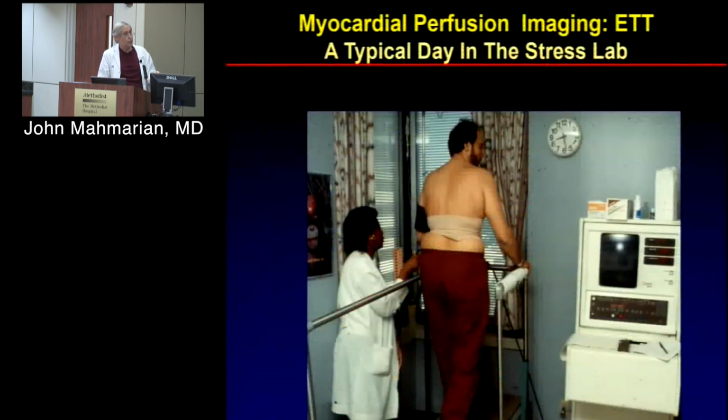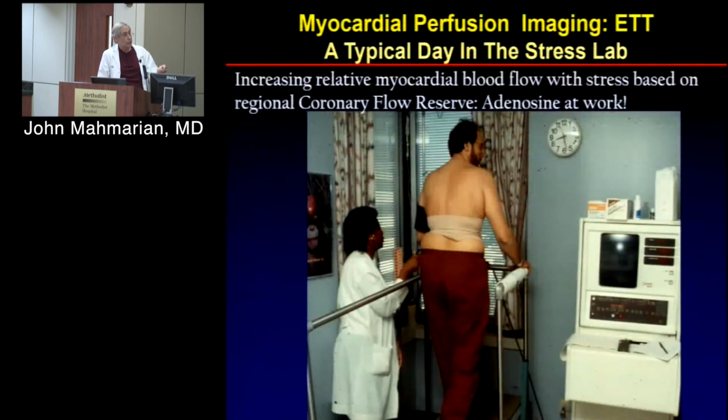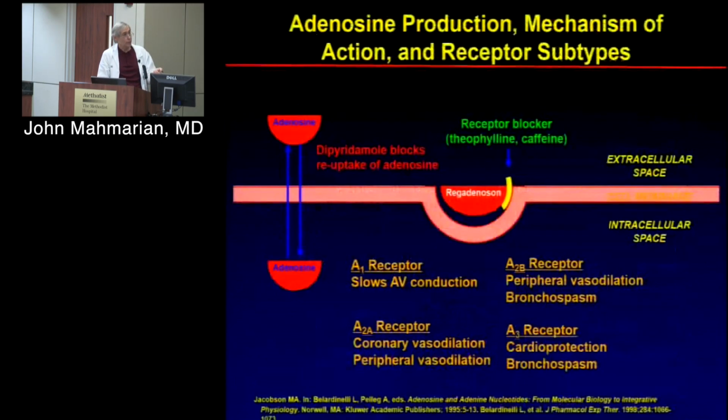So again, when we image patients, we try to use exercise as much as we can, remembering that adenosine is always at work when we exercise somebody. Adenosine obviously causes the vasodilation. When we use dipyridamole as a pharmacologic agent, we actually block the reuptake of adenosine into the cell so it's not neutralized, and that's why we get pharmacologic vasodilation. Dipyridamole works through adenosine. Regadenoson actually directly interacts with the receptor, the A2A receptor.